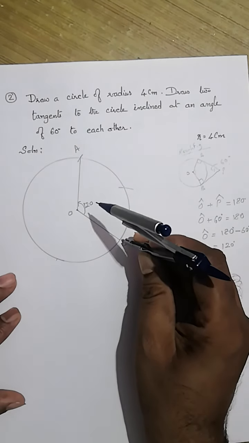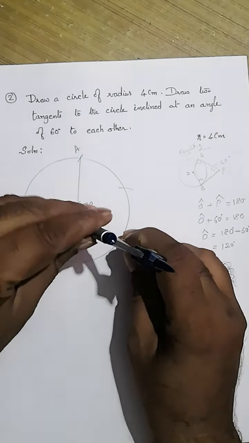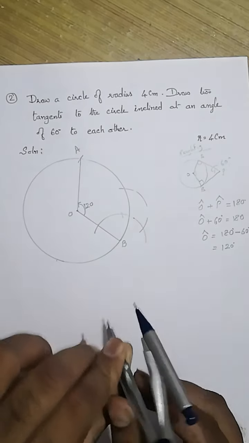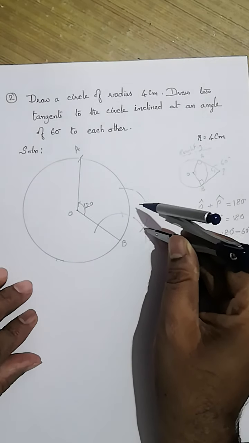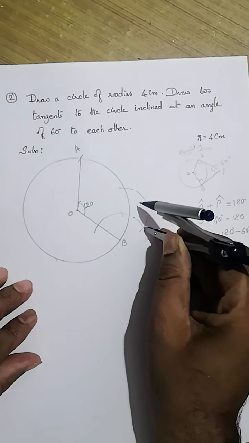Now at the point B we shall draw a tangent, that is the tangent and the radius, the angle between them will be 90 degrees. So we shall make an angle at B of 90 degrees. Draw a line, let it be BX.